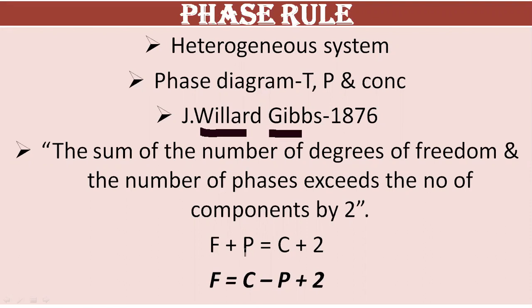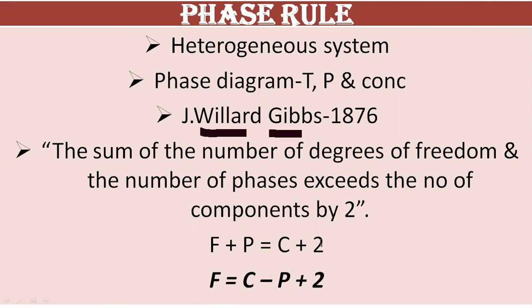So based on these three terms, he gave the statement for the phase rule as: it is the sum of the number of degrees of freedom and number of phases exceeds the number of components by 2, right? So this equation is called the phase rule equation.